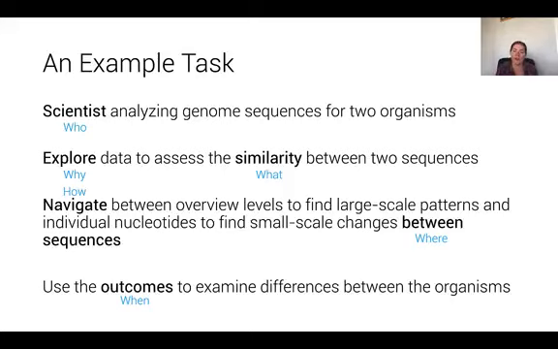So we'll walk through in the next video what each of these who, what, when, where, why, and how components are, and some common examples of how these might manifest in many visualization tasks.